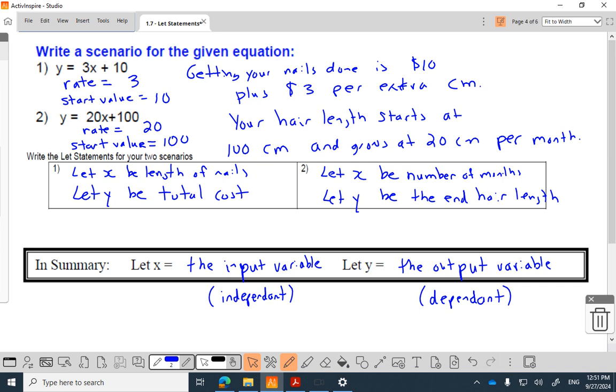All right, that's all for today. 10 to 1, we're already done. On the back, you have to make some let statements and some equations, and then you get a chance to write 4 scenarios at the end.